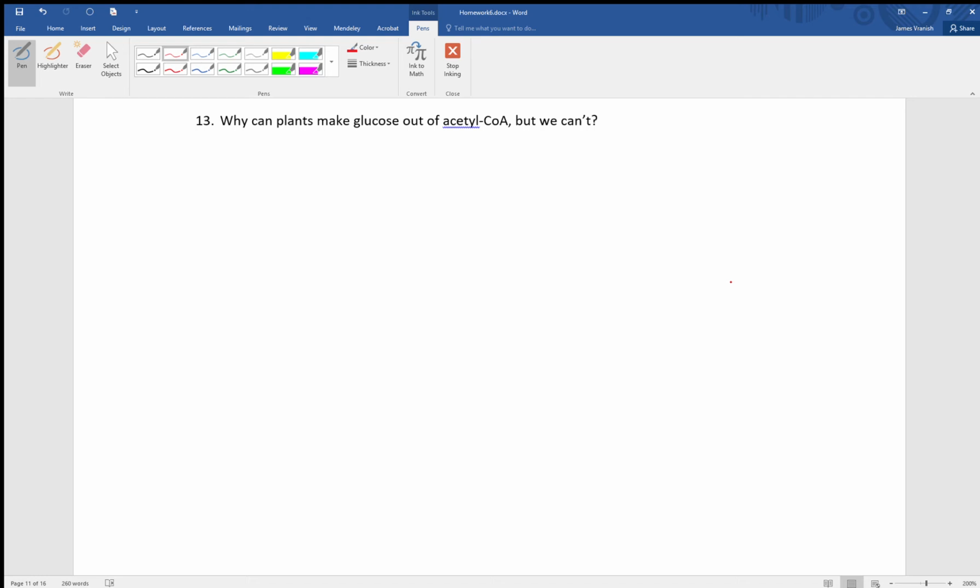All right, so question number 13 asks, why can plants make glucose out of acetyl-CoA, but we can't? The simple answer is because plants have something called the glyoxylate cycle that we lack. Now, what's special about the glyoxylate cycle?